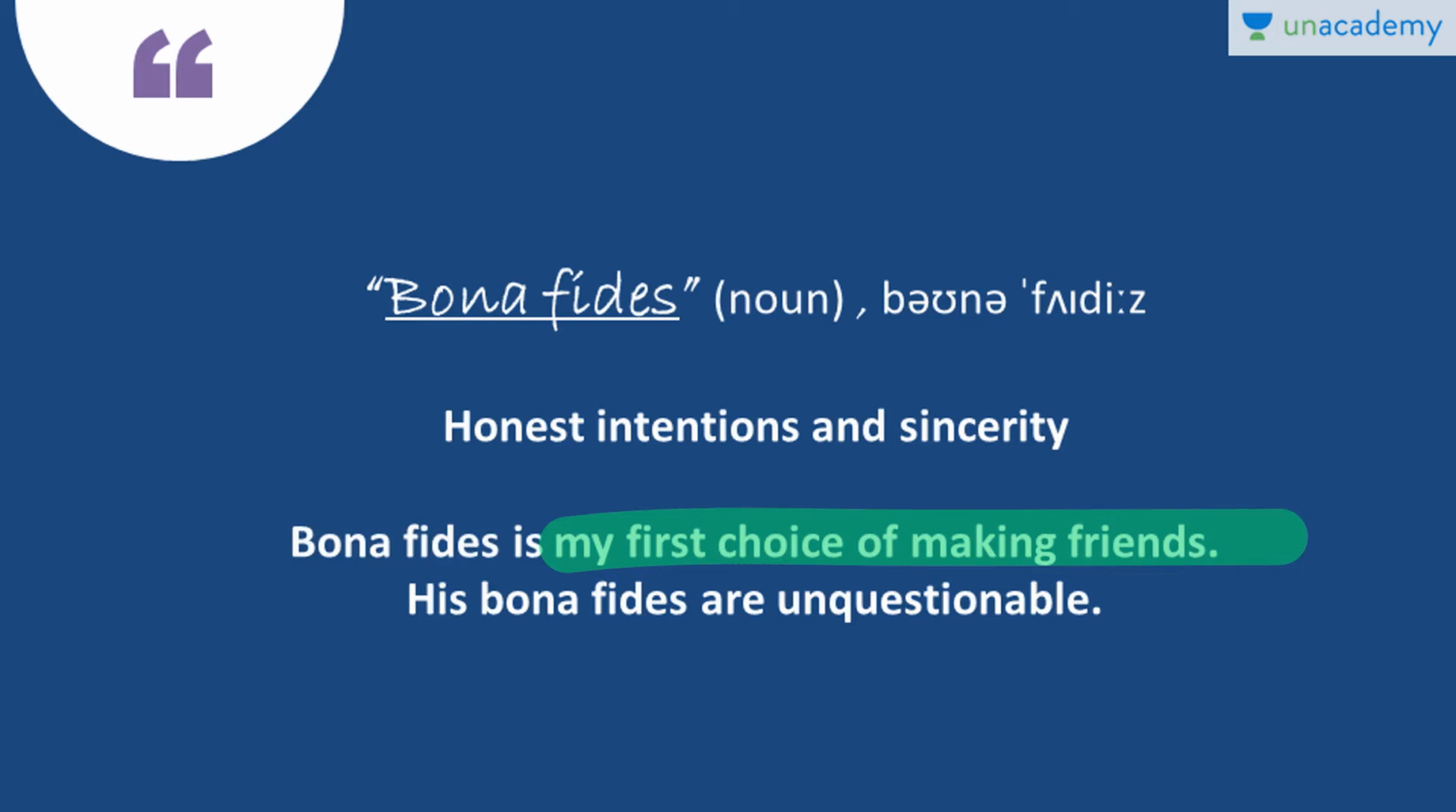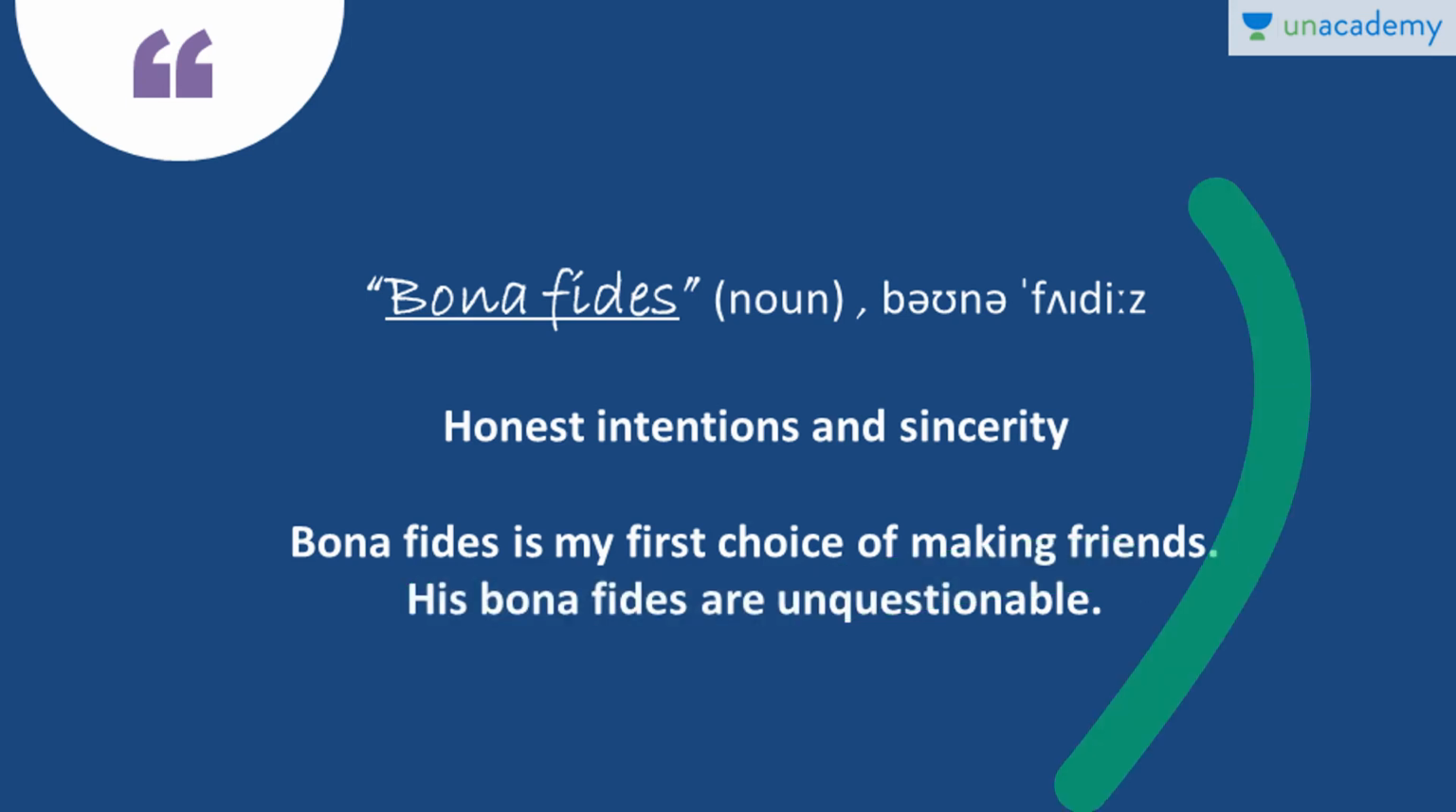The next is, his Bonafides are unquestionable. Now again I have one more example. His Bonafides are unquestionable. That means his honest intentions and sincerity are unquestionable. You cannot question his intentions. It is pretty much clear that his intentions are very honest. You cannot question that. So this is how we use all these words.